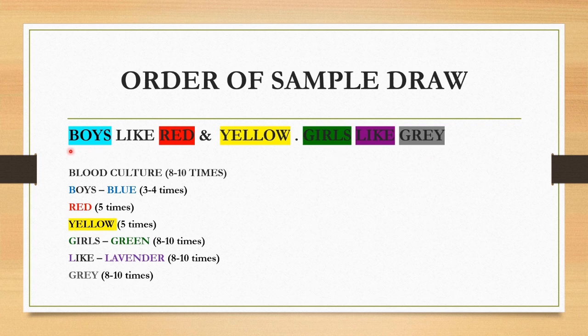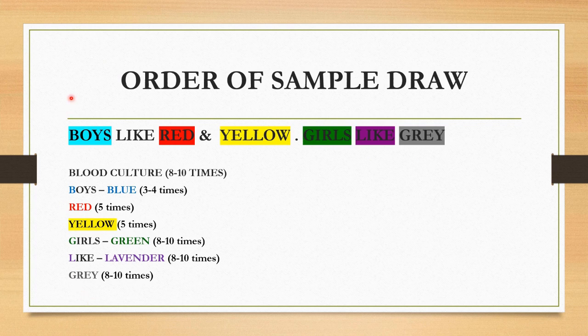B stands for blood culture and blue. So if blood culture is there in the multiple samples, first you have to send the blood culture, followed by the citrate vial, that is blue. Then the red vial, yellow, and girls, G for green. So the heparin vial, L for lavender, followed by the lavender vial, and the last one is gray, that is the gray vial.